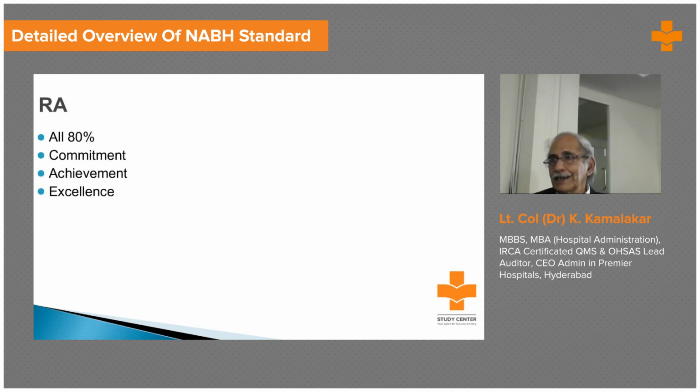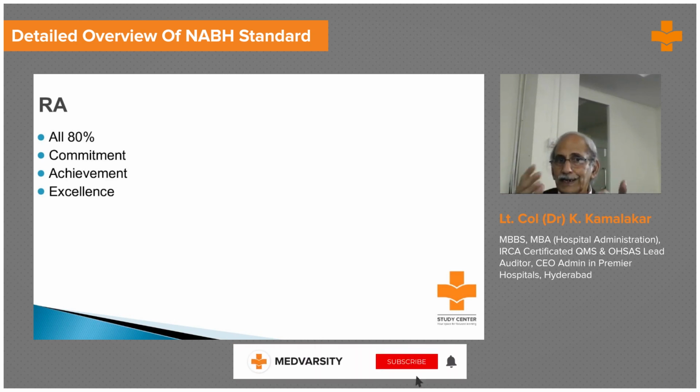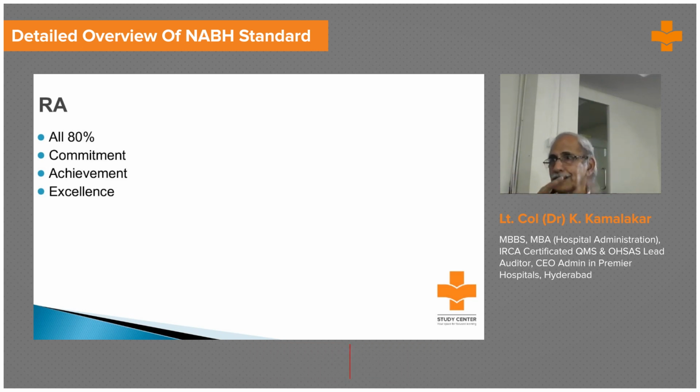This one is reaccreditation, and here 30 more elements will be added, and all 80% should be there. Commitment, achievement, excellence, all scores should be 80%. When you go for reaccreditation, if this score is not achieved, your accreditation will get deferred. The organization will not be accredited, and they will lose all the benefits that are given to the healthcare organizations which are accredited. They will be losing all those benefits.